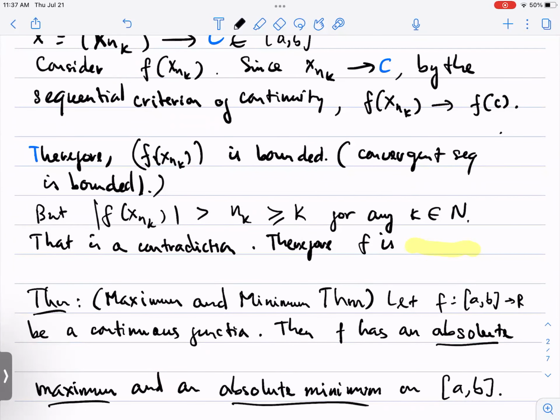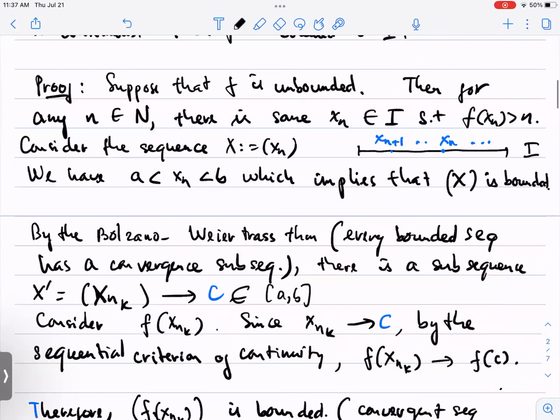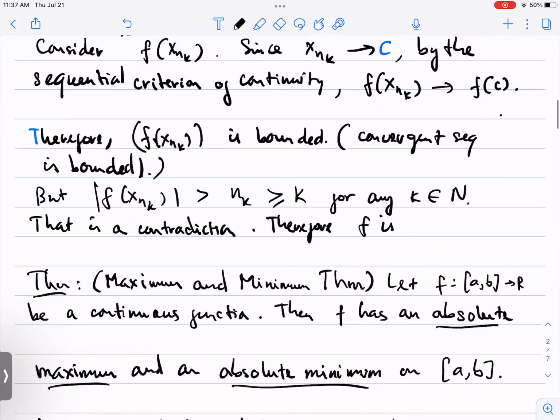And as long as we reach a contradiction, we know that the initial assumption is false, therefore the opposite is true. So the initial assumption is that F is unbounded. So the opposite is F is bounded. And this is exactly what we want to prove.